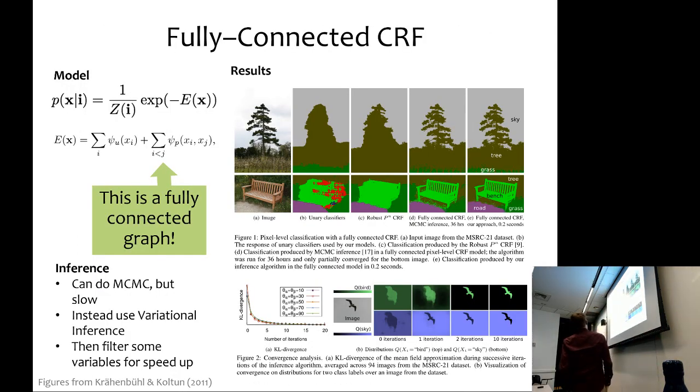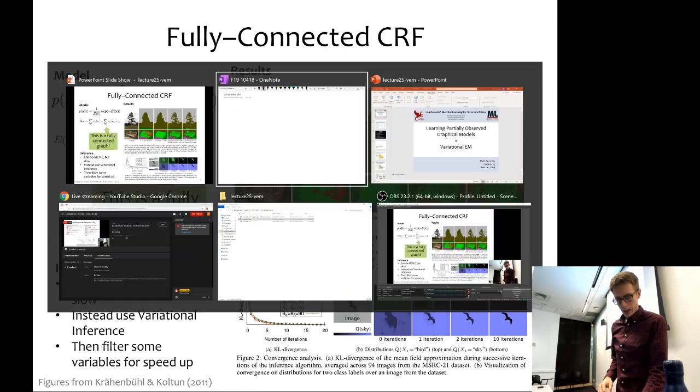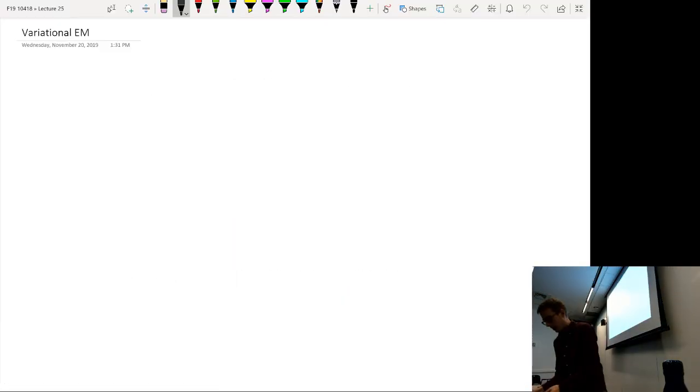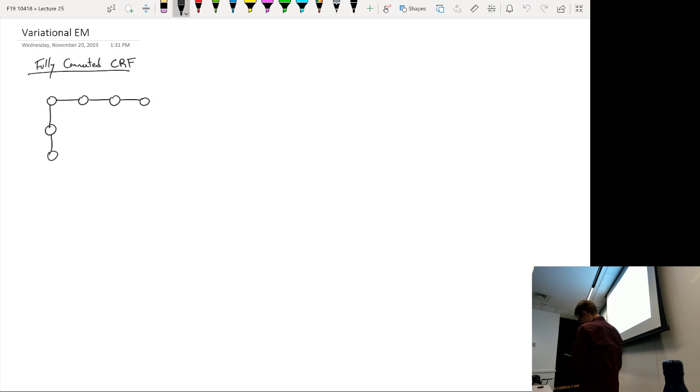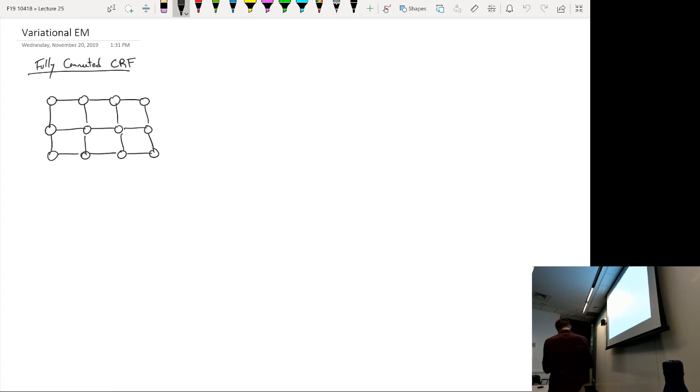So now I want to think about a different model, which is that of a fully connected CRF. So here, I want to actually just quickly sketch a picture of what it is that I'm talking about. So a fully connected CRF is one where we take a normal pairwise CRF, say like this one, that's maybe like a grid model, and then we say, this by itself is just what we would call a pairwise CRF grid.